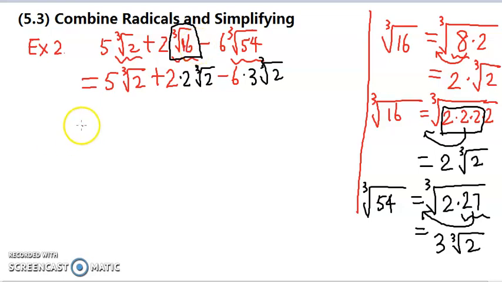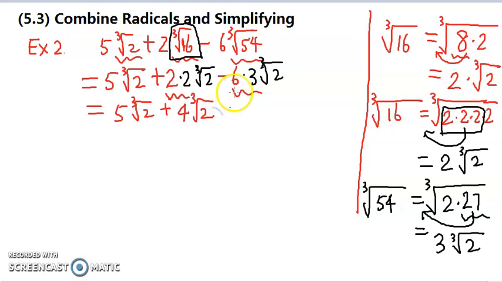Now we're going to continue to simplify this further. Multiplication goes before addition or subtraction, so first we want to multiply the numbers on the outside of the radical sign. 2 times 2 is 4. We got 4 cube root of 2 here. Minus, by the way, don't multiply the numbers on the outside of the radical with the numbers on the inside. 4 and 2 cannot be multiplied. But the 6 and 3 are both on the outside of the radical, so we multiply them to get 18, and then cube root of 2.